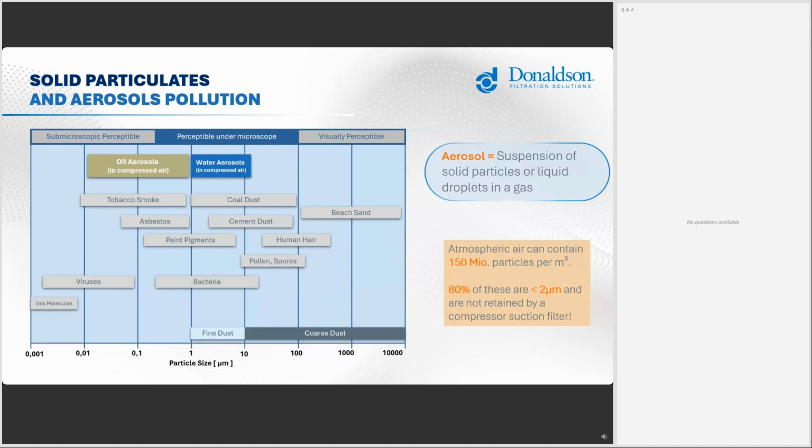I highlighted on this chart here two specific aerosols which are frequently being in compressed air system, especially when we are talking about oil lubricated compressors. We are finding a lot of oil aerosols in the compressed air, and due to the compression process and the cooling downstream the compressor, we find a lot of water aerosols.